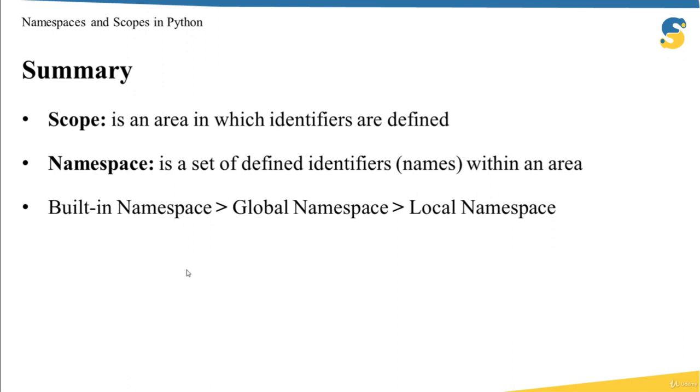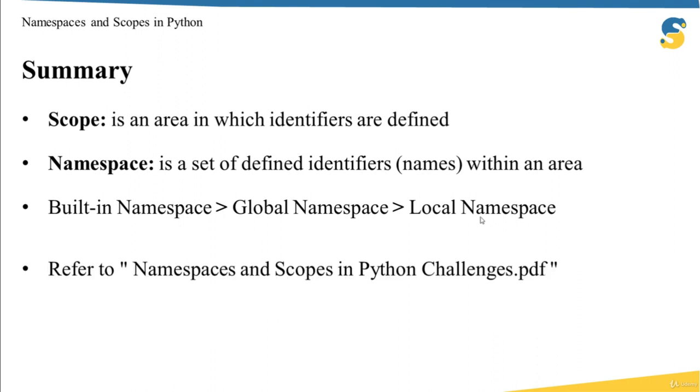And by larger here, I mean anything available in the built-in namespace is available in any global namespace. And anything available in a global namespace is available in all local namespaces. Now please refer to the file Namespaces and Scopes in Python Challenges, in which you will find some challenges to practice what you have learned in this lecture.